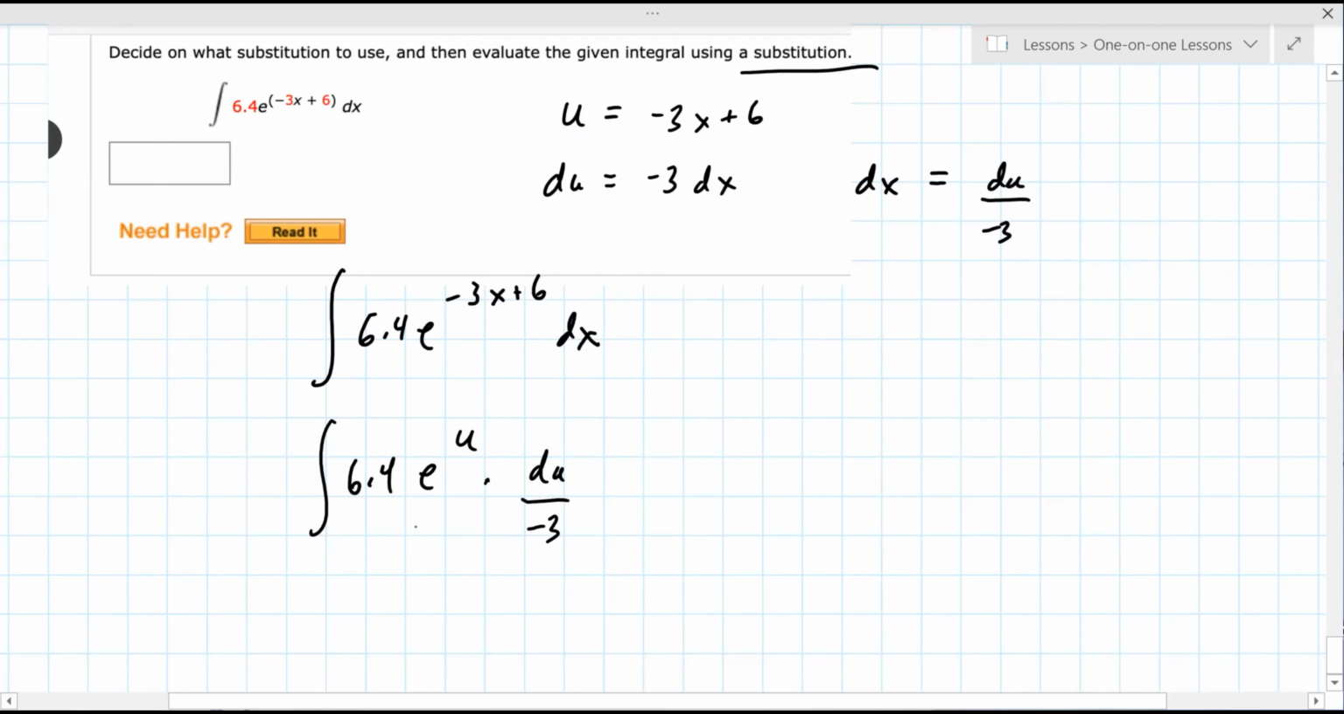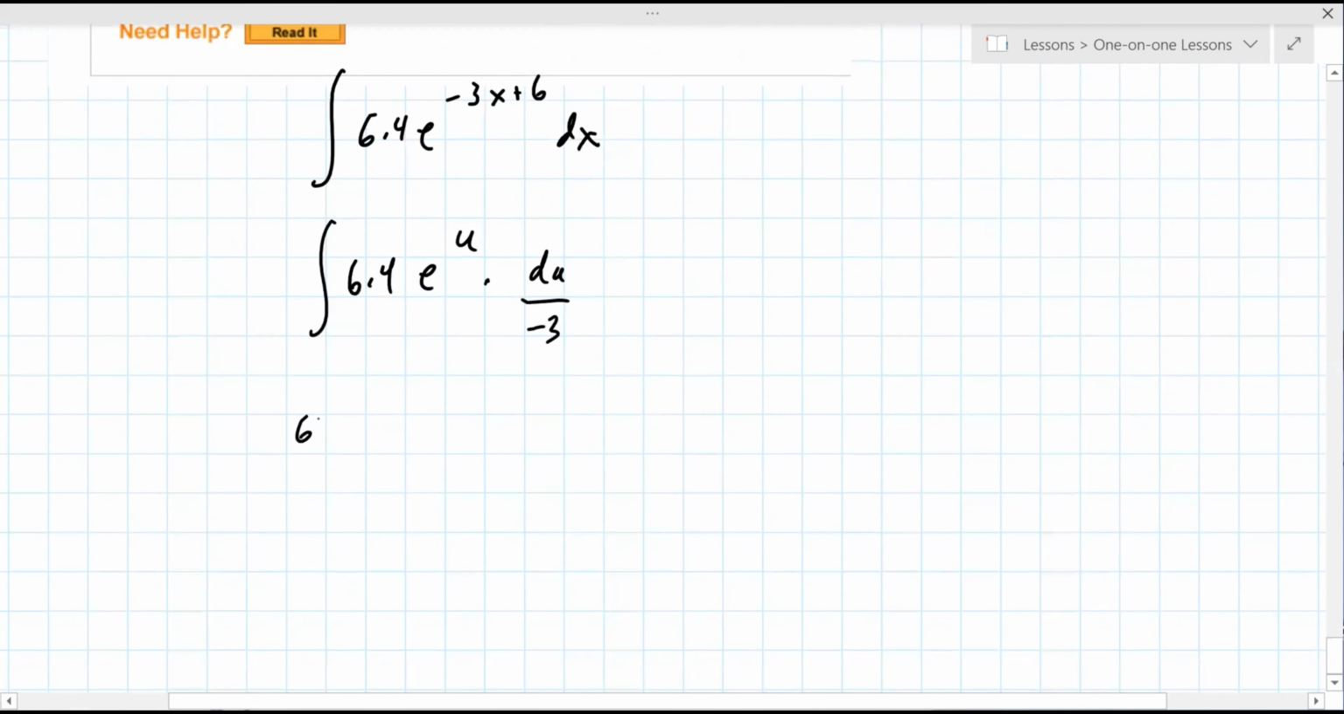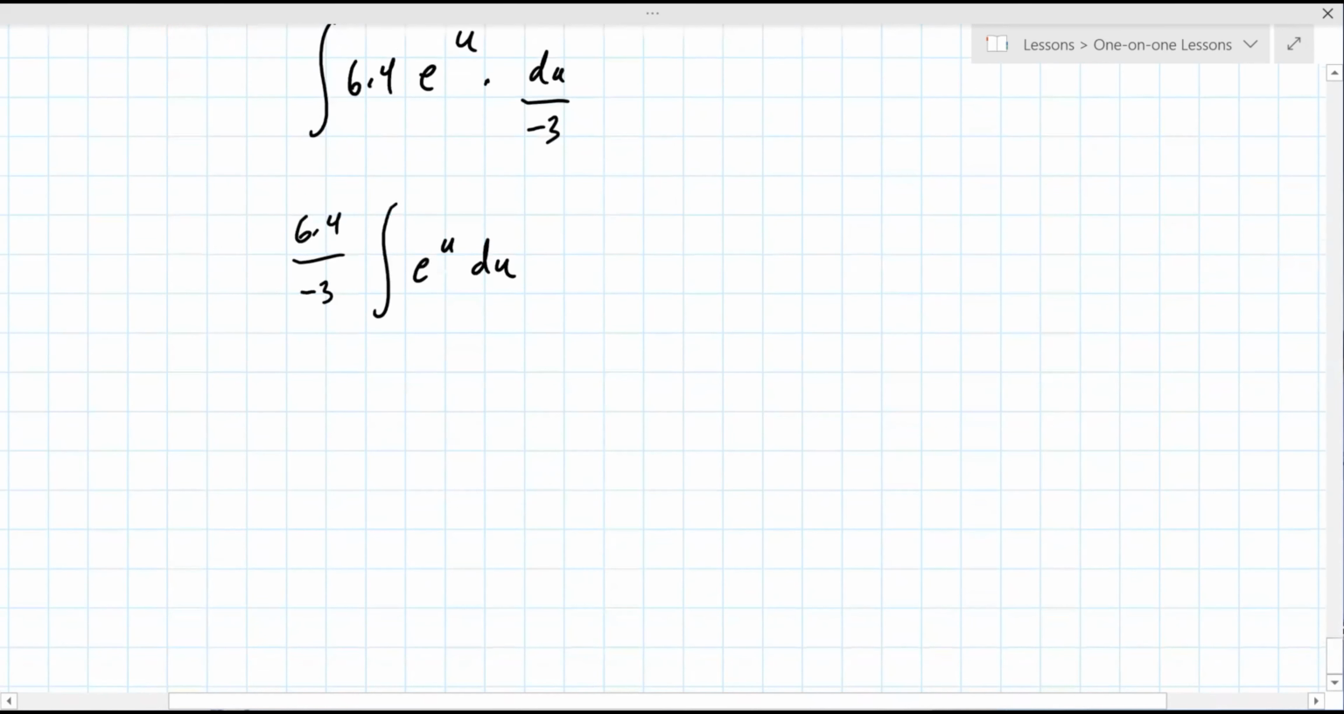So 6.4 and minus 3, they're just numbers. They're going to come outside the integral. So it's 6.4 over negative 3 integral e to the u du. And this is just a definition. Nothing sophisticated there. 6.4 over negative 3, and then e to the u integrates to e to the u plus c.